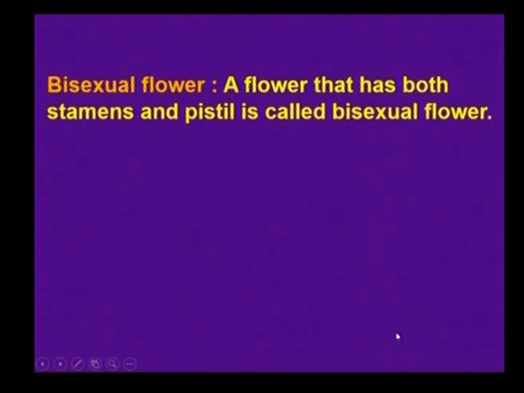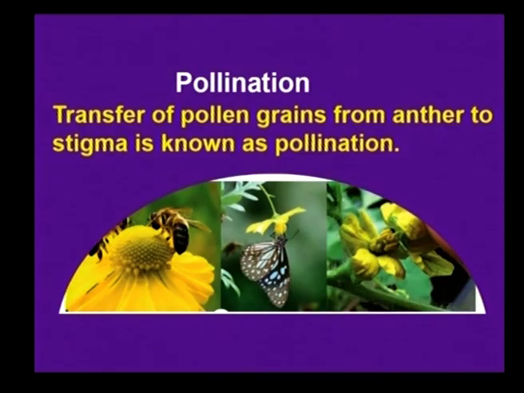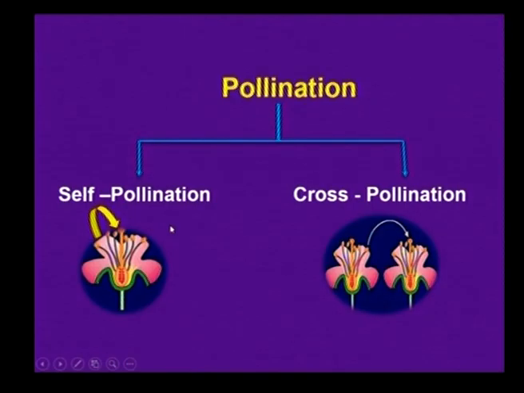Bisexual flowers are the flowers that have both stamens and pistils. Examples are datura and hibiscus. How are flowers useful for the plant? They help in pollination. Transfer of pollen grains from anther to stigma is known as pollination. Pollination can be carried out by insects, wind, water, etc. Pollination is of two types: self-pollination and cross-pollination.